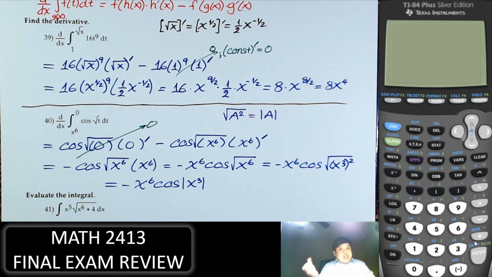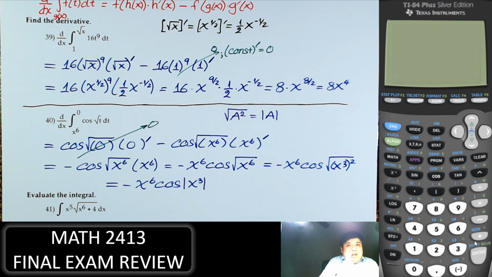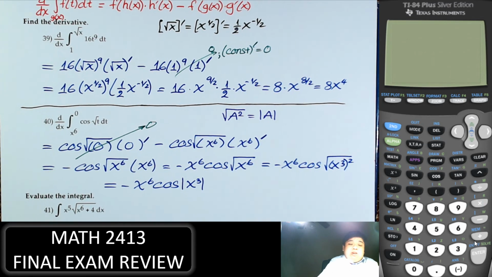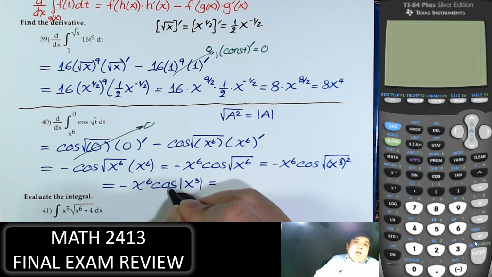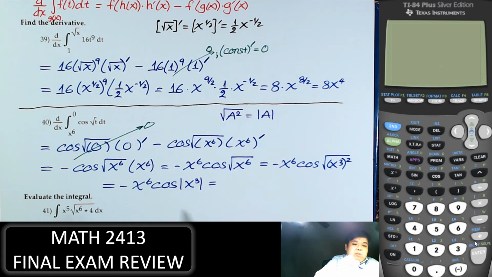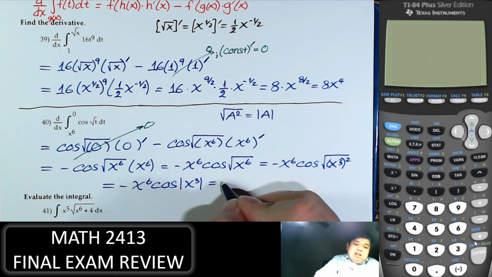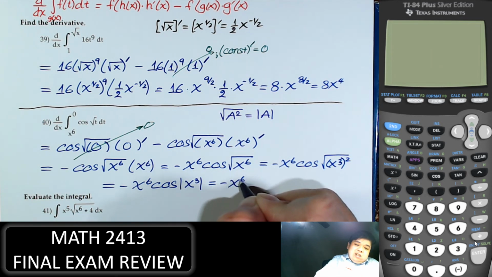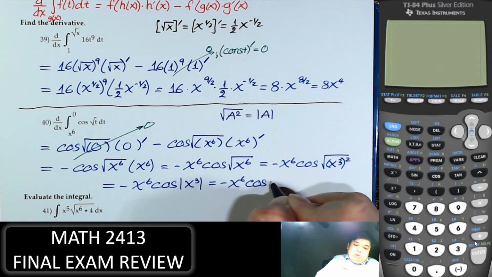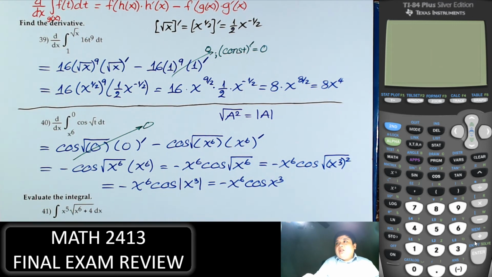By the way, x could be positive, x could be negative. So x cubed could be positive, x cubed could be negative. The nice thing about this is cosine is an even function, so it doesn't matter. Only because of cosine though. So when we have plus or minus x cubed, it doesn't matter. It's just cosine of x cubed, because cosine is an even function.